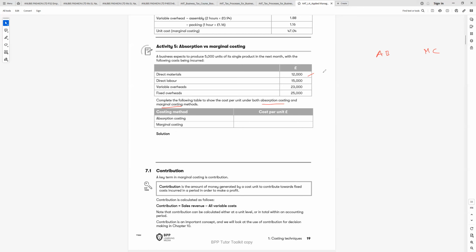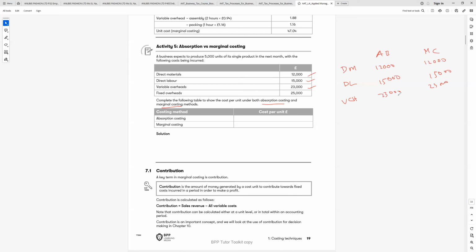So the first one, direct material, it will be same for both under absorption or under marginal, no problem. Then direct labor, again, same. All the variable cost will be same for both. So it's 15,000. Then we have 15,000. Then you have a variable overhead, again, same variable overhead, 23,000 and 23,000. Up to here, we don't have any problem.